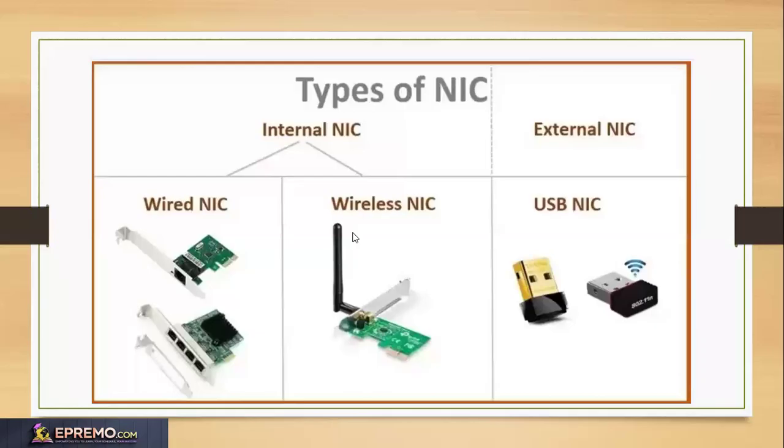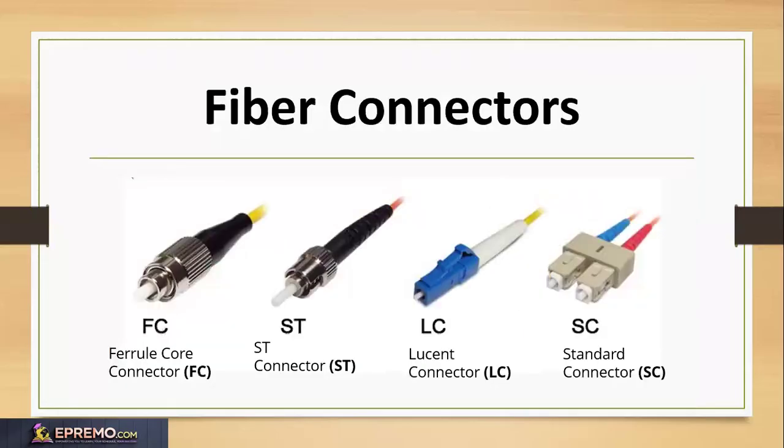The versions of Bluetooth in existence include Bluetooth 4.0, 4.2, 5.0, 5.2, each improving range, speed, and power consumption. So that is the different kinds of Bluetooth. Then we have fiber connectors.